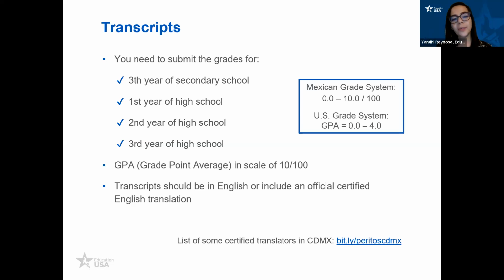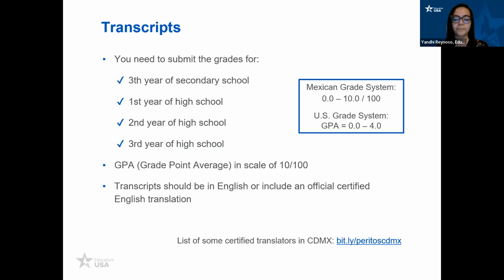So pay attention to that, because when you are, for example, working on your Common App, they will specifically ask you for your promedio or GPA, and they will ask you to select the grading system. If it's, for example, 92, well, that is a grade system from 0 to 100. Or if I have 9.2, well, that is a grade system from 0 to 10.